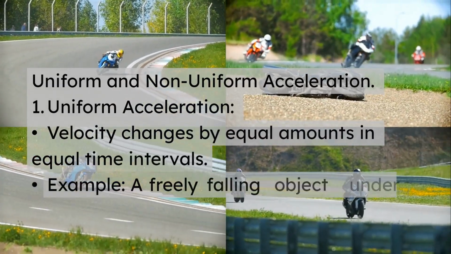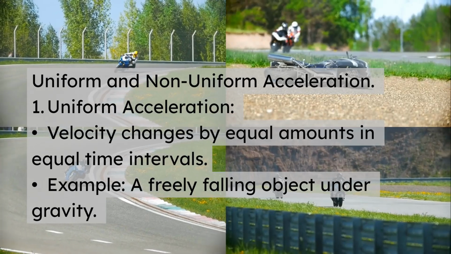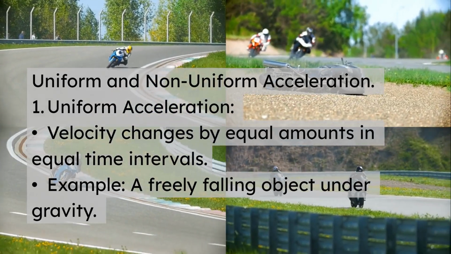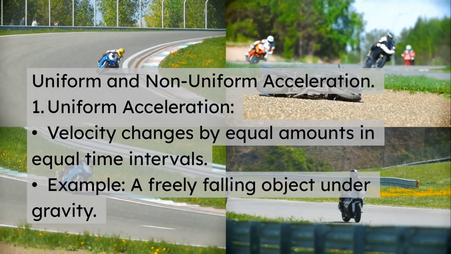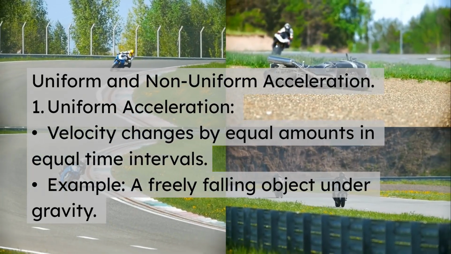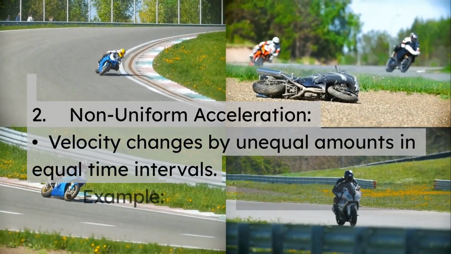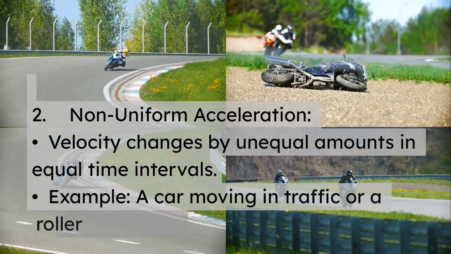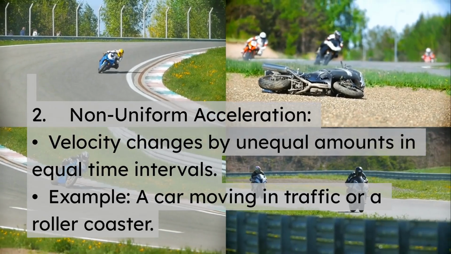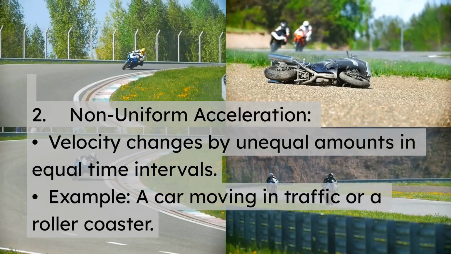Uniform and non-uniform acceleration. 1. Uniform acceleration. Velocity changes by equal amounts in equal time intervals. Example, a freely falling object under gravity. 2. Non-uniform acceleration. Velocity changes by unequal amounts in equal time intervals. Example, a car moving in traffic or a roller coaster.